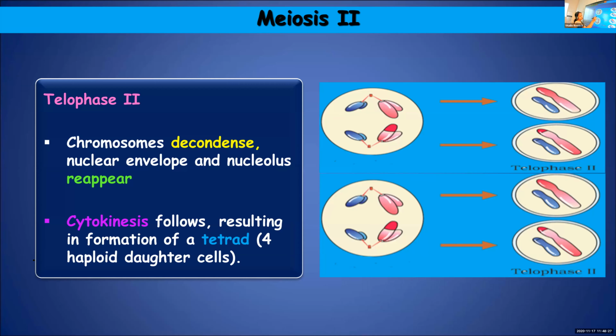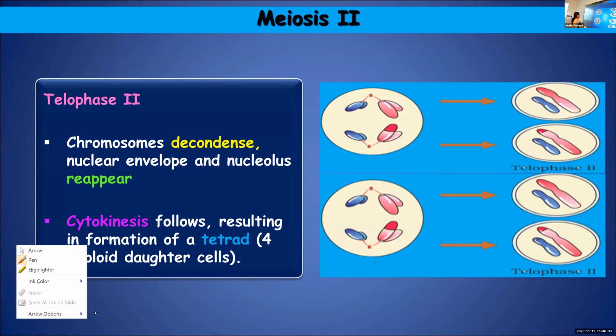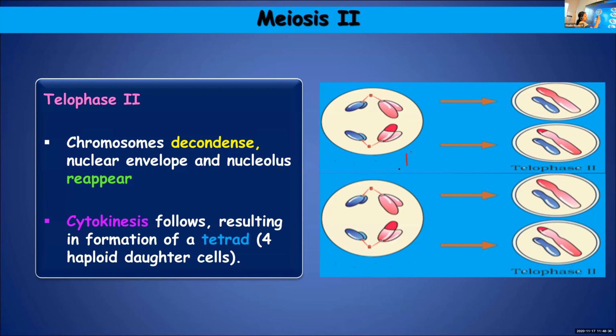See these 2 daughter cells formed at the end of telophase, anaphase 2. And once it is completed, each cell will be dividing into two daughter cells. So altogether we will get four daughter cells, 1, 2, 3 and 4.